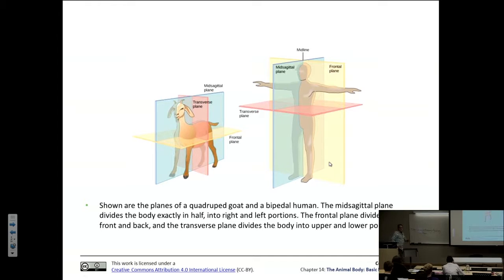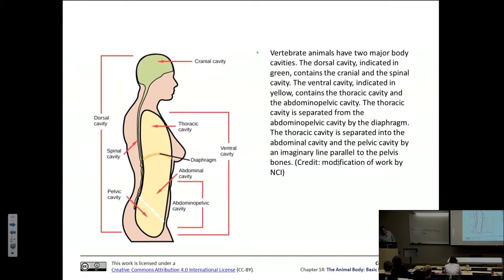This you can just glance at. When we get into labs next week, we'll talk about these different planes of dissection and different dissection terms. And they will come up more so in the lab than in this portion.